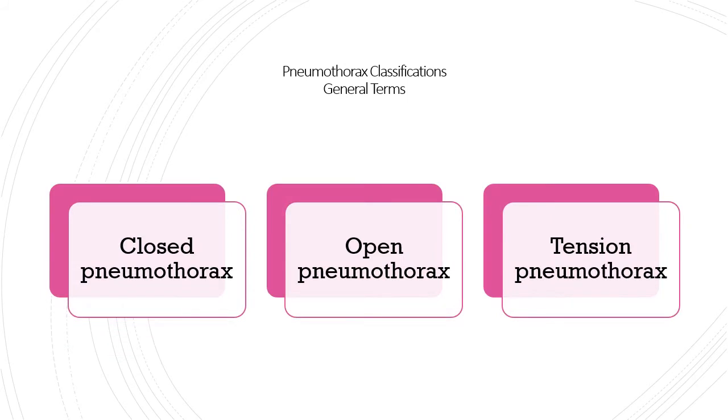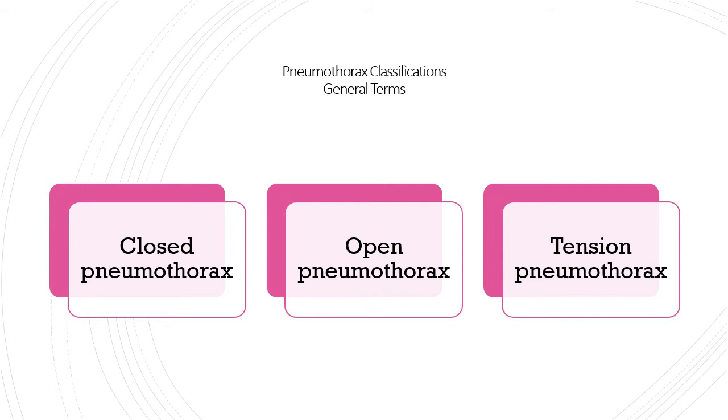Let's talk about classifications or the general terms. There are closed pneumothoraxes, open pneumothoraxes, and tension pneumothoraxes. In a closed pneumothorax, gas in the pleural space is not in direct contact with the atmosphere. An open pneumothorax, however, is a condition in which the pleural space is in direct contact with the atmosphere, such that gas can move freely in and out.